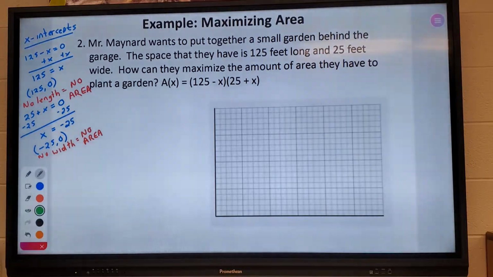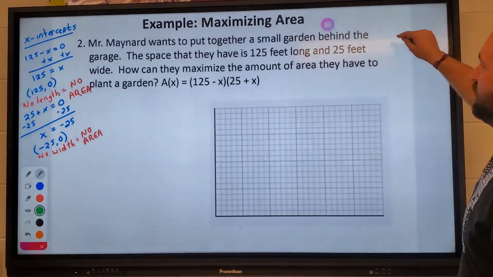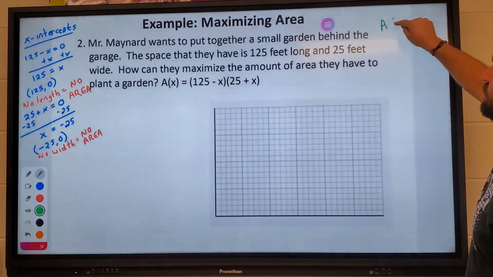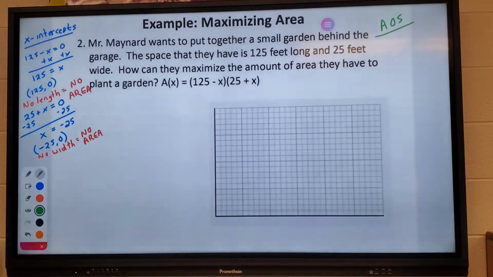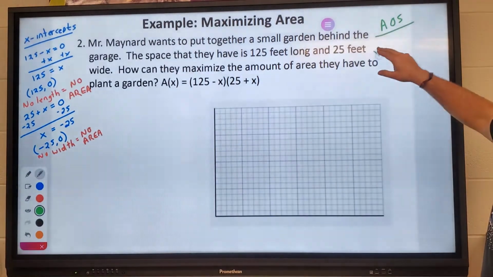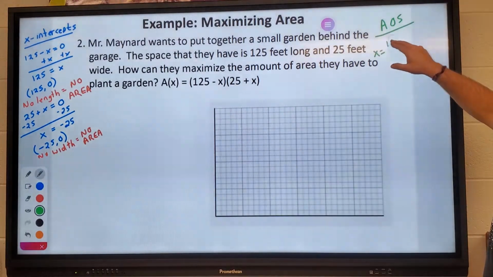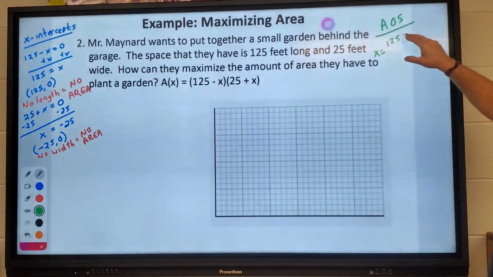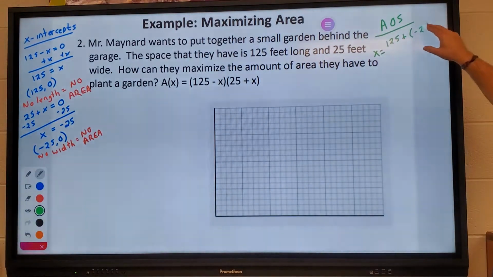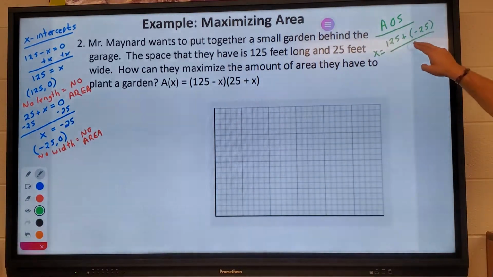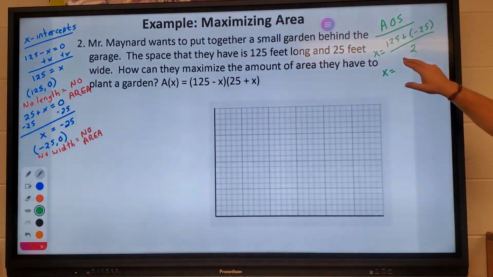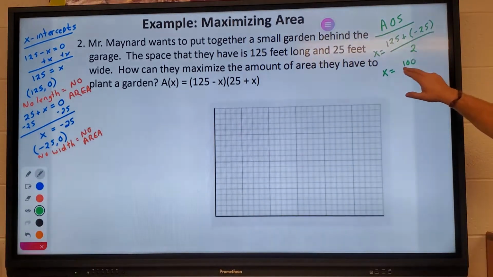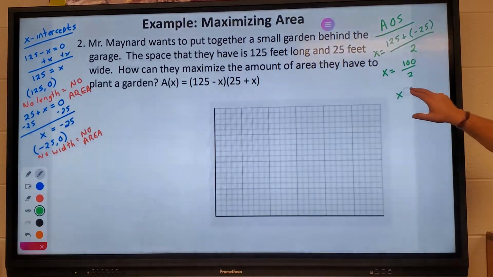Moving to the other side of the board, I'm going to work out the axis of symmetry. So here again, it's a little bit different approach. The axis of symmetry, or the AOS, I'm going to find by taking the average of those 2 values that we just found. So I have x equals the 125, I'm going to add the negative 25, and I'm going to divide it by 2. Again, it's finding the average. So x equals, this would be 100 over 2, or x equals 50.